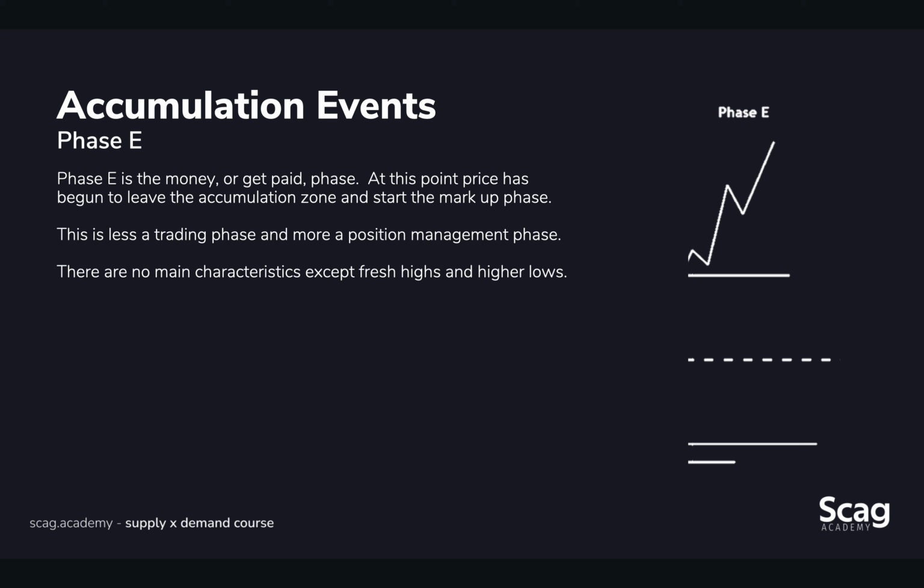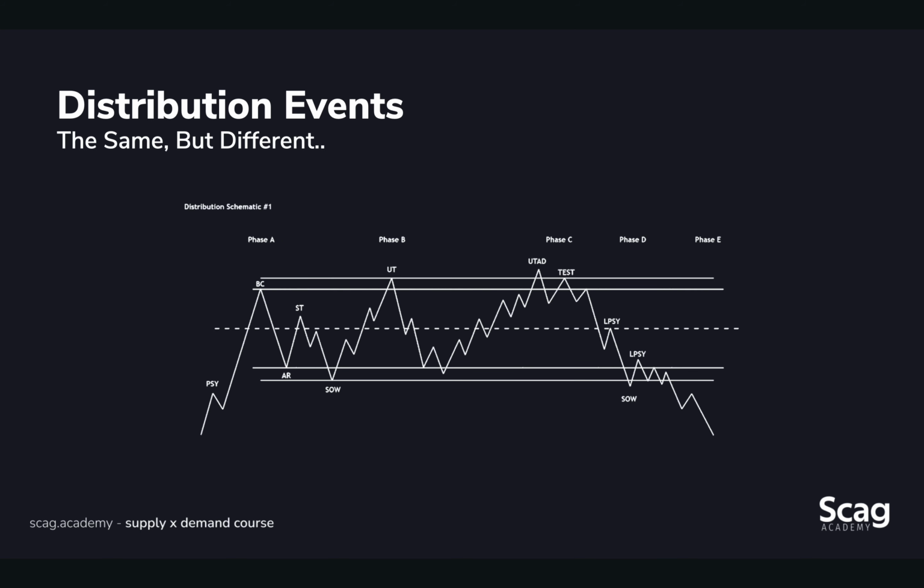There are no main characteristics here except fresh highs, and then fresh higher lows as well. We also want to see continued effort from the buyers. Sometimes that's not always there. It's kind of just consistent. It doesn't always have to be more, but the point is that the buying action remains more consistent than the selling action. Now, we're going to jump into the distribution events.